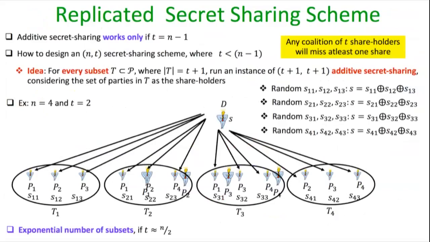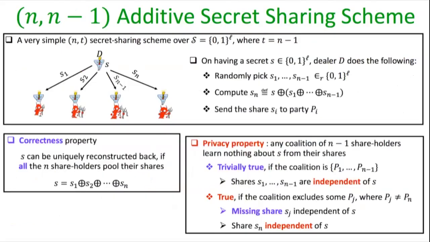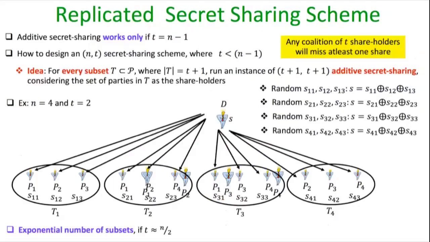But in general, I might be interested in constructing a secret sharing scheme for any threshold t. So the previous construction was for threshold t equal to n-1, right? But in general, my threshold t could be any value. It could be n over 2, it could be n over 3, it could be n-2, and so on. So a general question is: how do I design an (n, t) secret sharing where t is not exactly n-1 but rather a value less than n-1?